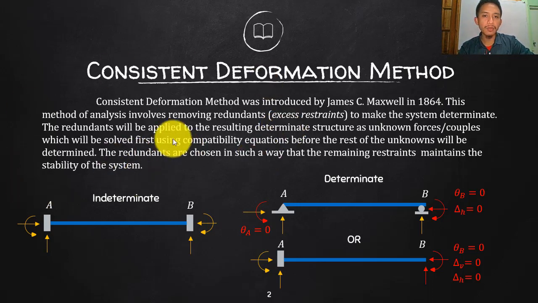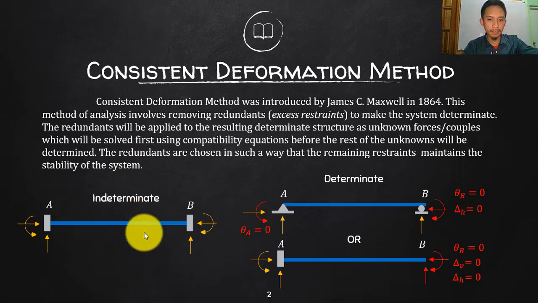So by the way, we need to consider here, if you are trying to choose, let's say you have five reactions in your system. Which one of these five reactions are you going to consider as redundants? Actually, that is up to you. As long as, if you remove these redundants, the determinate structure will still be stable. Okay, so I will explain that one.